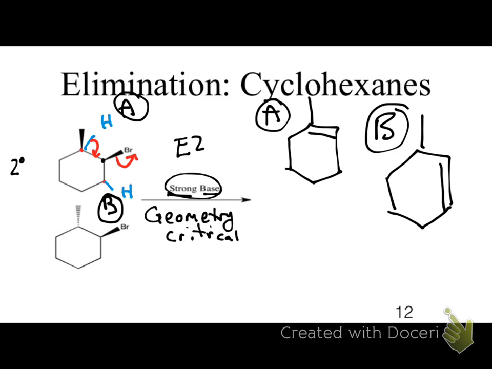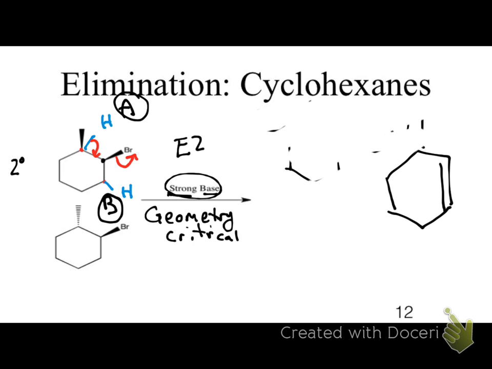Everybody see that? Which one is favored? A. Why would A be favored? More substitution. We would expect A to be our product. However, in that process, did I evaluate anything to do with the geometry? No. Which means we're going to have to reevaluate this and make sure we look at our geometry before we decide what our product is.